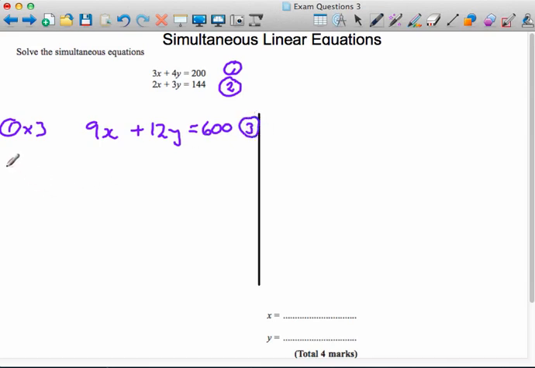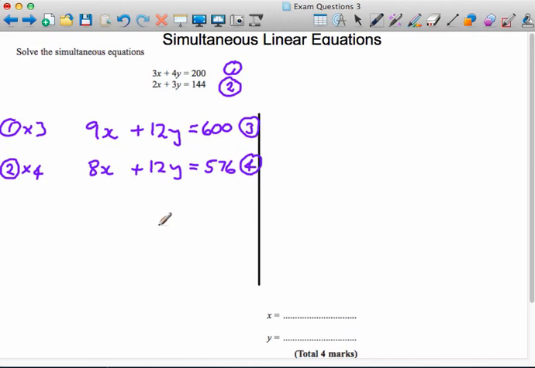Now the second equation, I need to multiply by 4 to have 12y. 2x times 4 is 8x, plus 3y times 4 is plus 12y. 144 times 4, well 144 times 2 is 288, and if I double that again I'll get 576. And that's equation 4. Now I've got the same number of y in both equation 3 and equation 4.